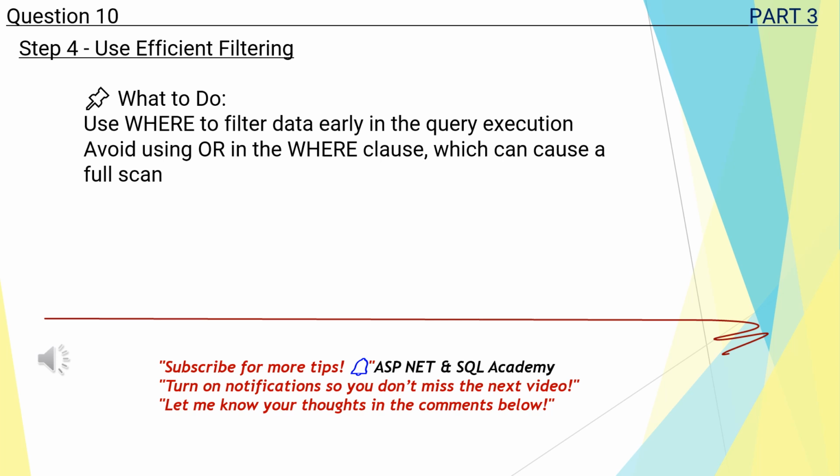The next step is efficient filtering. Always use where clauses to filter data as early as possible in the query. Avoid using or conditions in the where clause as they can force the database to perform a full scan, which is slower.